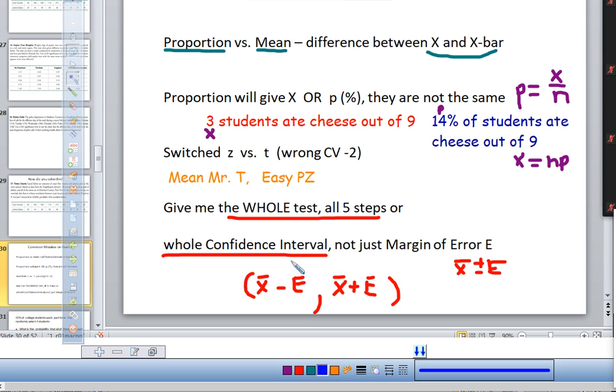And same thing with confidence interval. Do the whole confidence interval, the blank, comma, blank, right? X bar minus E and X bar plus E, or whatever it is. Not just your margin of error E. Give me the confidence interval also.